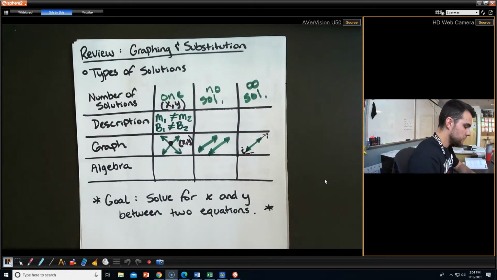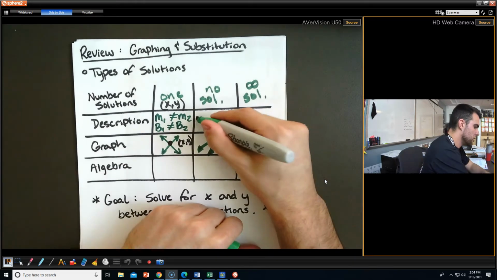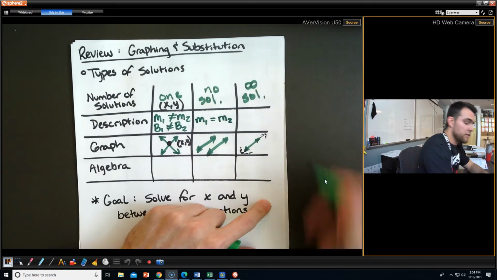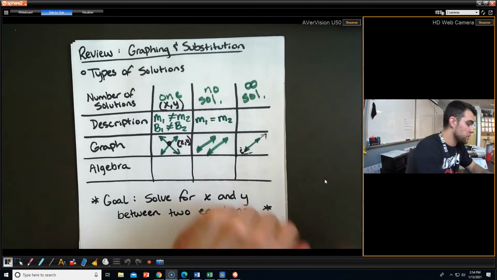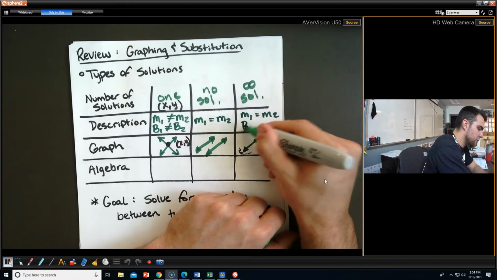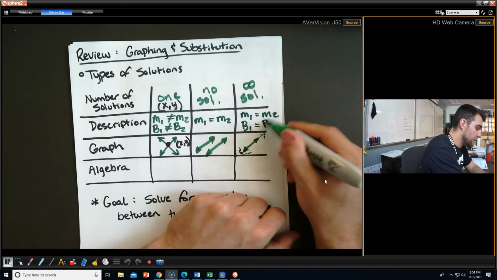Okay. When it comes to no solutions, if lines are parallel to each other, they are slanting at the same constant rate. That means they have the same slope. So the slope of equation 1 is going to equal the slope of equation 2. And then finally, if they're right on top of each other, not only do they have the same slope, they also have the same exact y-intercept. They would have to, if they are the same exact line.